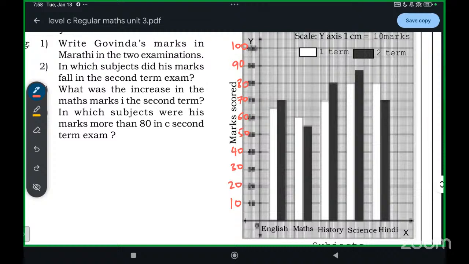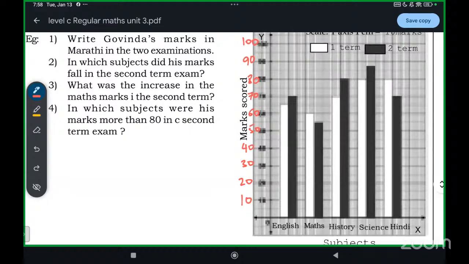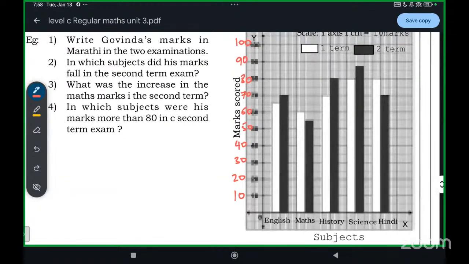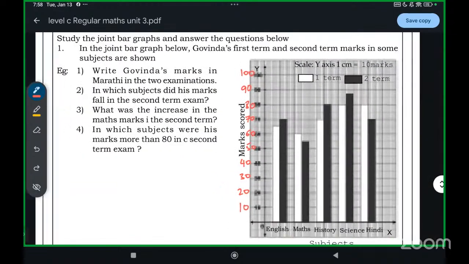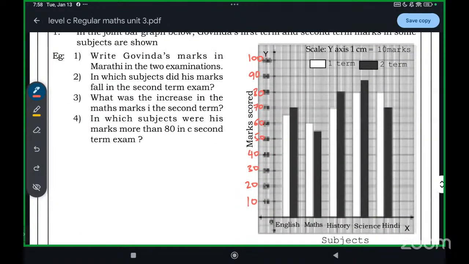Hello, Joshua. Good morning. Hi, ma'am. Sorry I'm late, ma'am. It's okay. In which subject were his marks more than 80 in the second term exam? Only one subject where more than 80 is coming, science, in the second term, that is black.